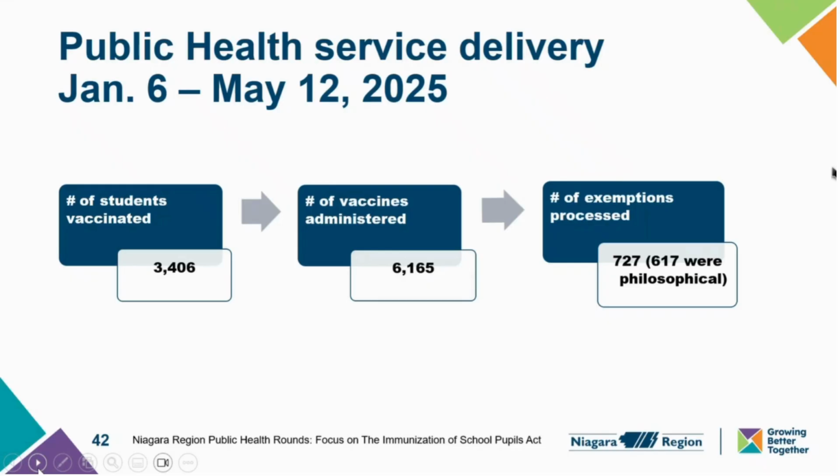The number of unique students with exemptions processed, combining philosophical, medical, and administrative, was 727, with just over 600 of those related to philosophical or religious reasons. However, it is important to recognize that many students with exemptions on file still do have partial and sometimes complete immunization records on file with Public Health.